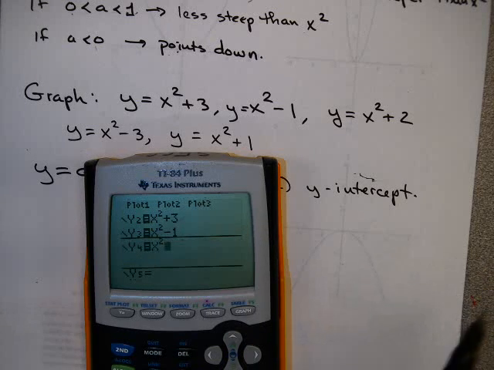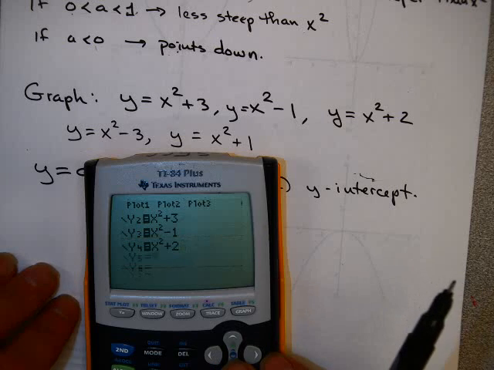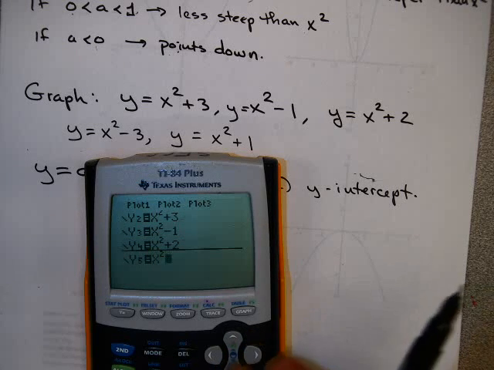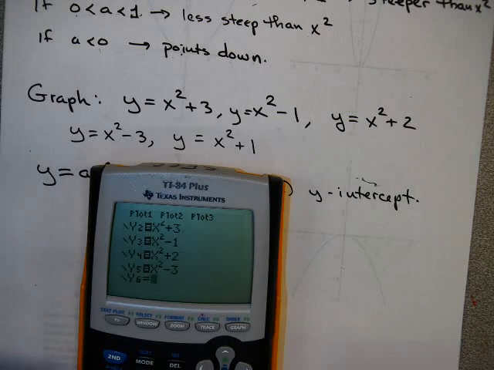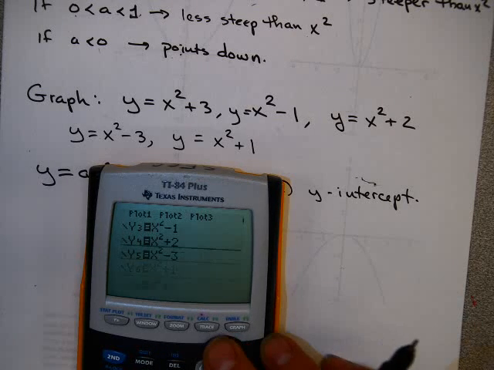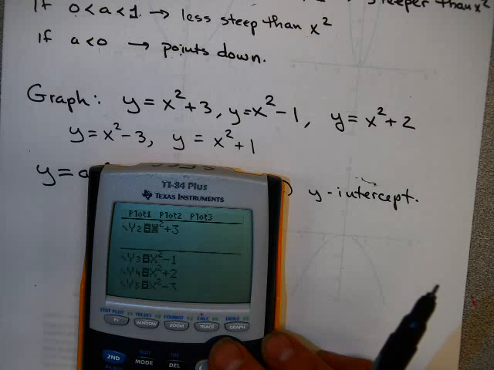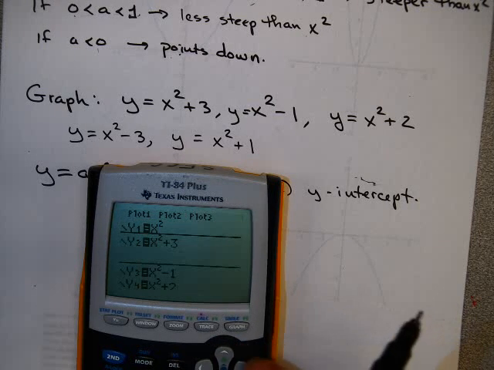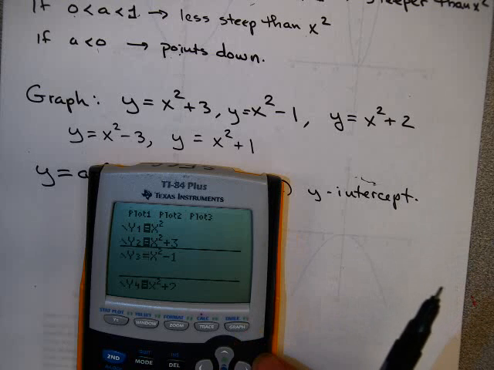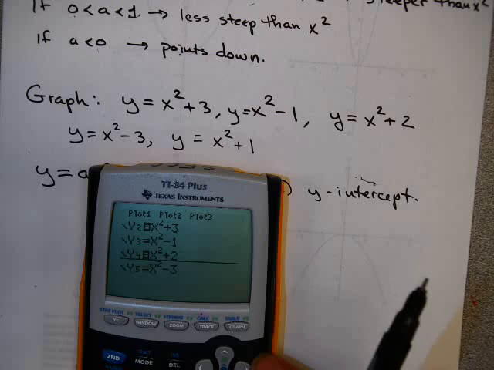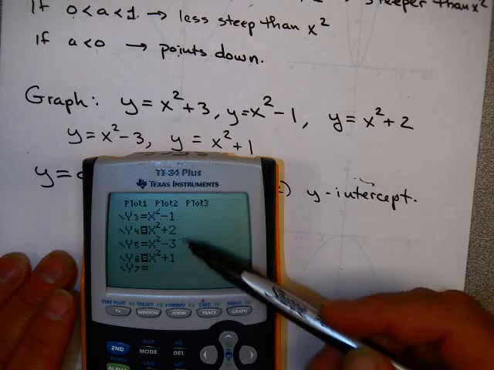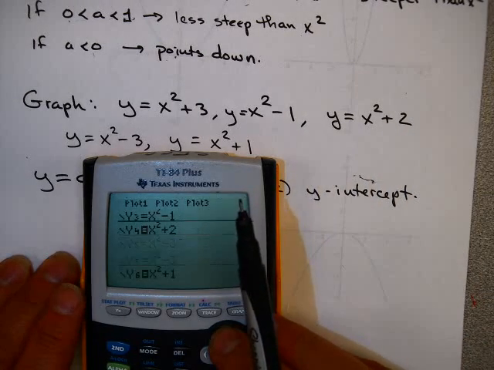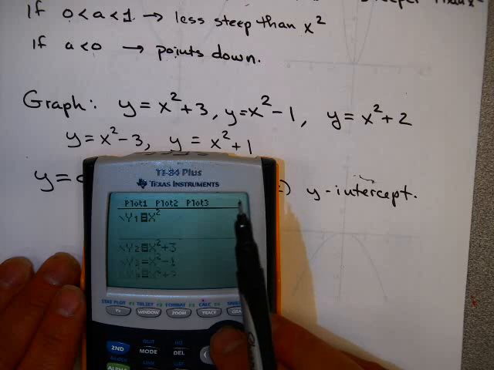X squared plus 2. X squared minus 3. And x squared plus 1. Okay, just about done there. Now, I'm going to turn off all the ones that have negative numbers. So I'm going to turn off the negative 1 and the negative 3, and that should be good. So what I have graphing here is x squared plus 1, x squared plus 2, x squared plus 3, and x squared.